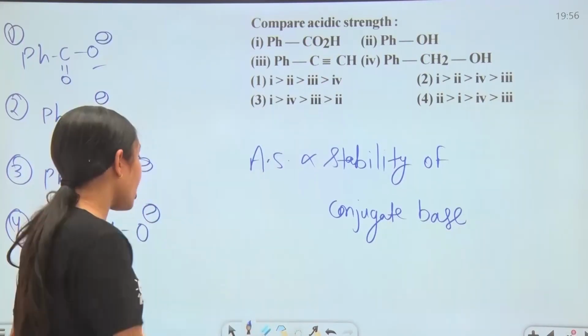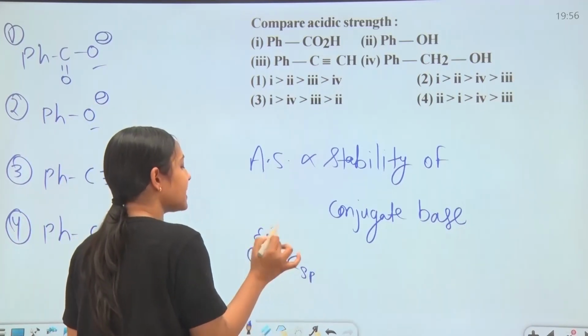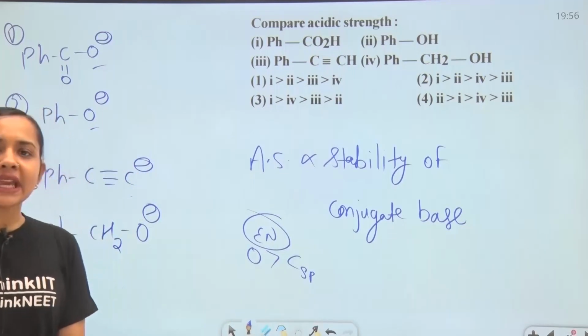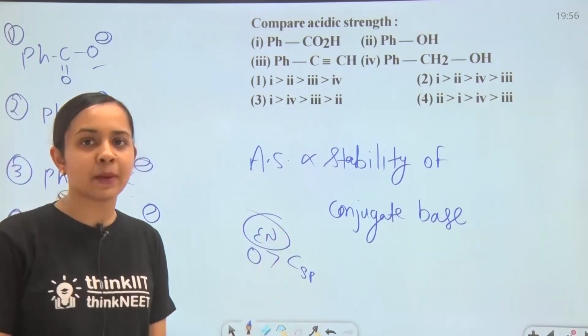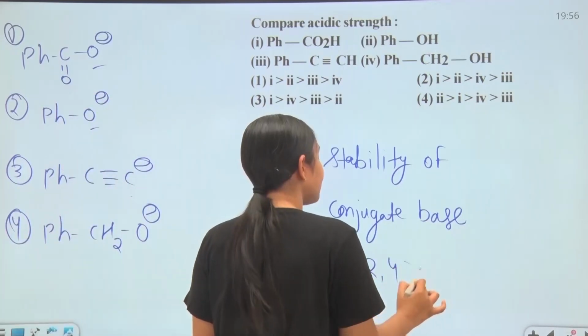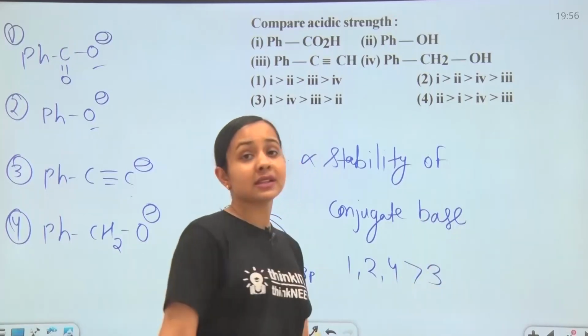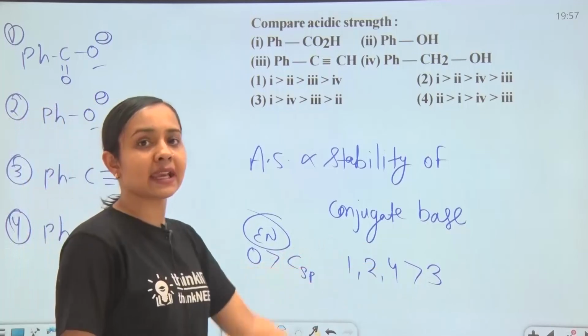And we know that oxygen atom has more electronegativity than sp hybridized carbon atom. So we can say that negative charge will be more stable on the oxygen atom than sp hybridized carbon atom. So first, second and fourth compound will be more acidic in nature than third, right? Now student, we have to compare first, second and fourth.